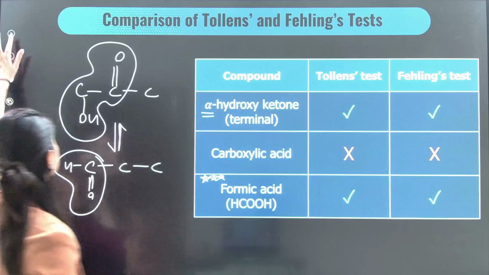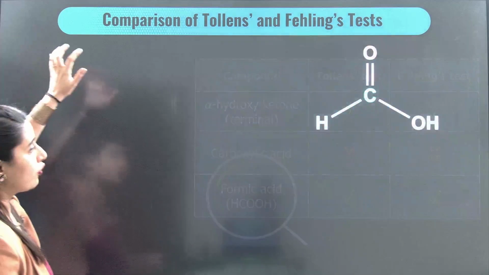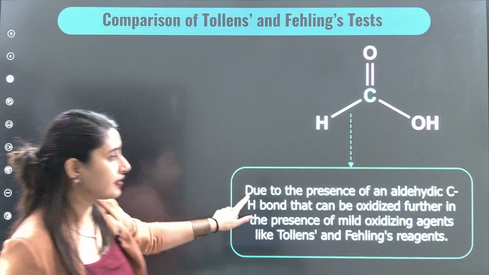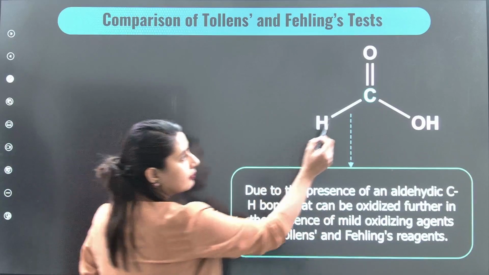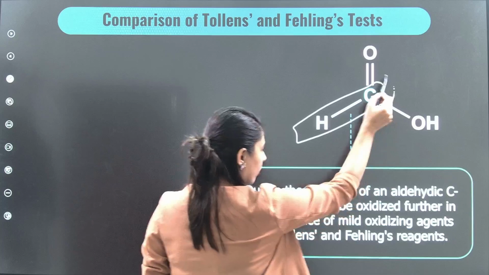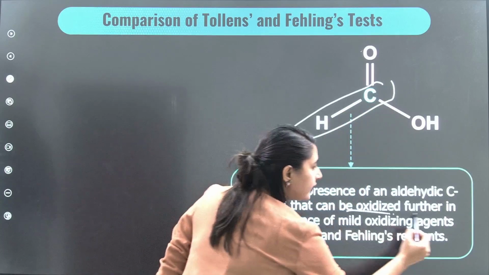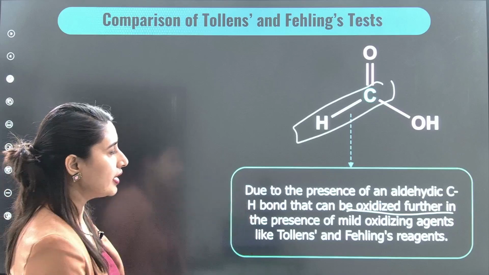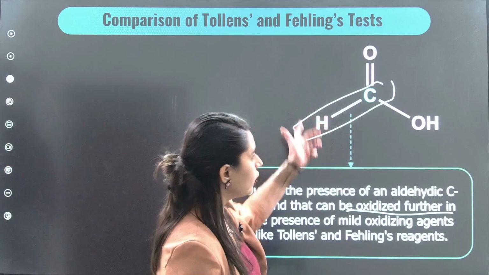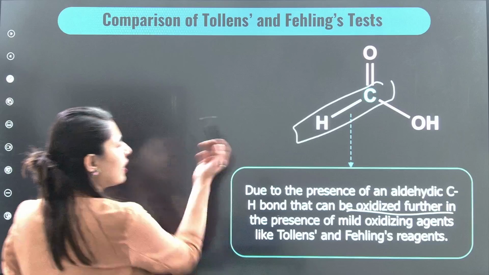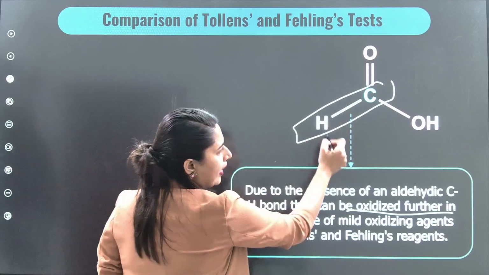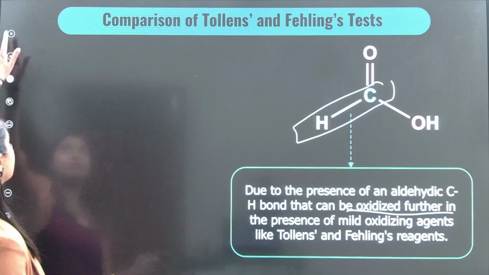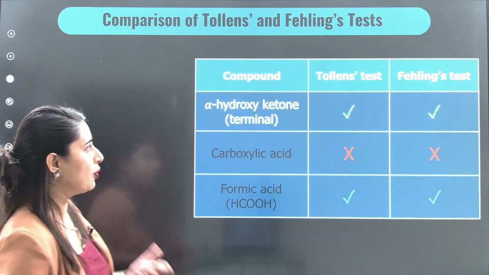Please let me tell you once again, why is it giving? Let's focus on that also. Please see, this is your formic acid, due to the presence of an aldehydic carbon-hydrogen bond. Look at this bond that can be oxidized further in the presence of a mild oxidizing agent like Tollens and Fehling's. So basically this can be further oxidized, and you can think of what will happen on oxidation. OH, remove the H2O, basically you can see that oxidation can happen, hence we end up getting a positive test.